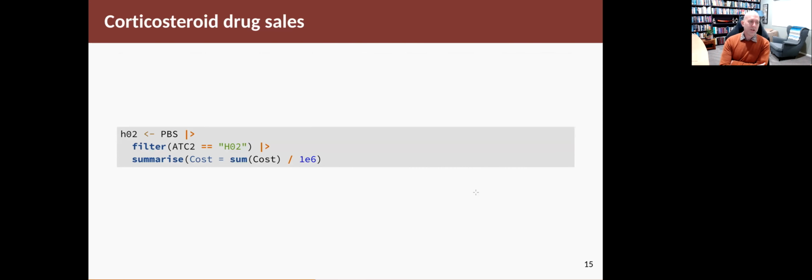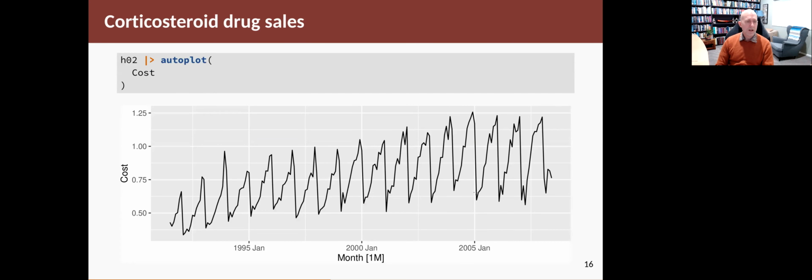Okay, let's do another example, a little more complicated one. This time I'm going to take the corticosteroid drug sales for Australia. So this is ATC2 group H02 in the PBS dataset. I'm going to summarize it over any other keys that are in the dataset and then divide the cost by 1 million so that I've got it in millions of dollars. So there's a plot of the data. We've seen this data previously in the book. So it's total cost every month on corticosteroid drugs in Australia. That is the cost to the government because the government's subsidising sales.